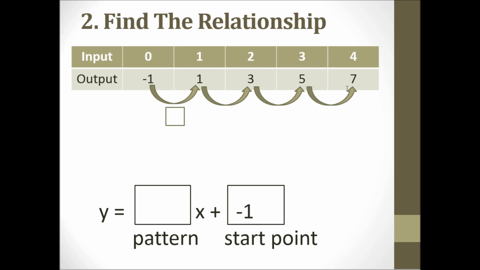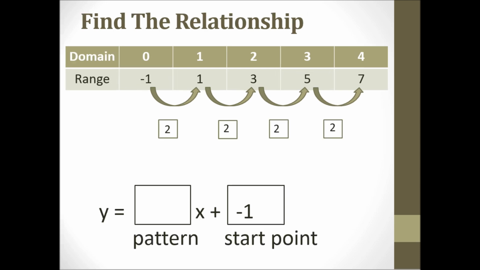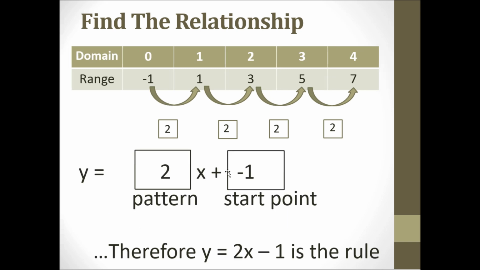And when we do that, is it increasing or decreasing? It is increasing by 2. Now this one's a little difficult to see, but if you move from 1 to 3, 3 to 5, 5 to 7, it is going up by 2. Therefore, your rule is going to be 2x plus a -1 or 2x minus 1. Remember, plus and negative is the same thing as minus. And of course, we put the y in front of it. So the final answer, y equals 2x minus 1.